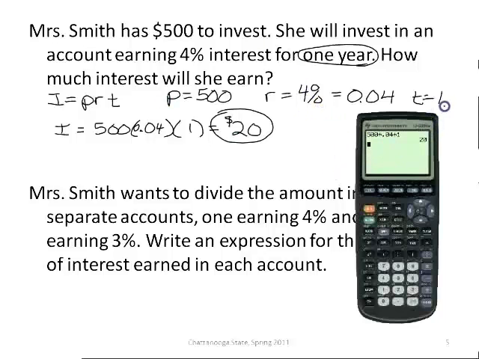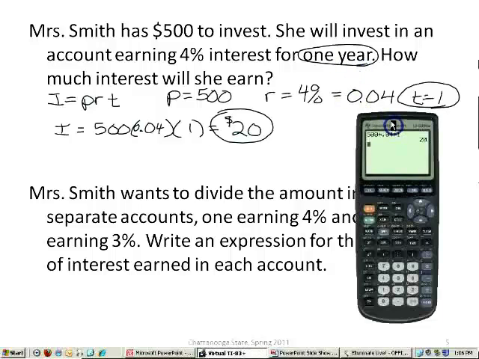Let me caution you that your time is going to be in years. If a problem happens to say that she's going to invest it for 6 months, you would have to convert that to years. So 6 months would be 6/12 of a year, or 1/2 of a year.